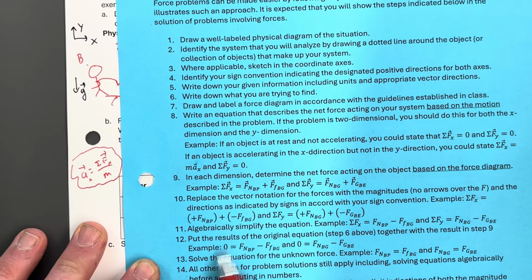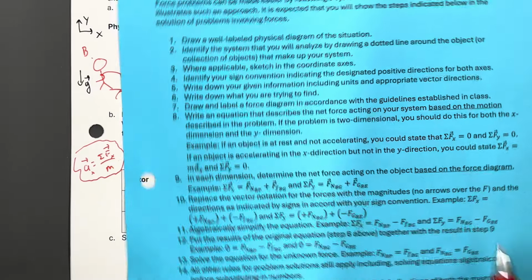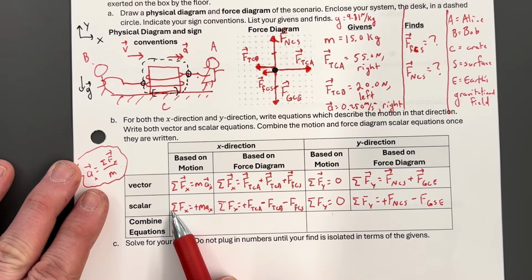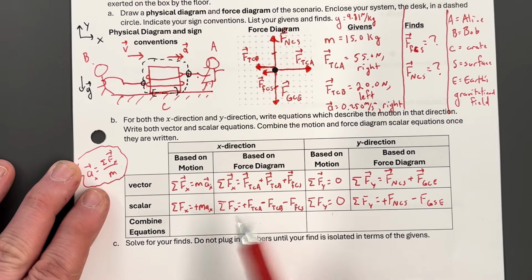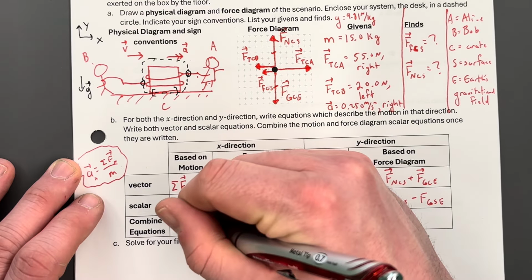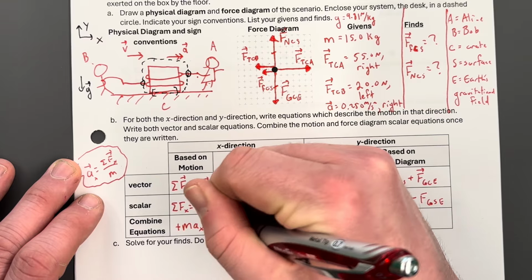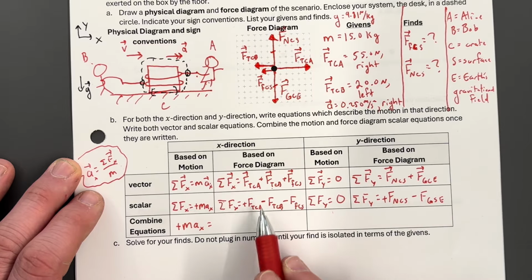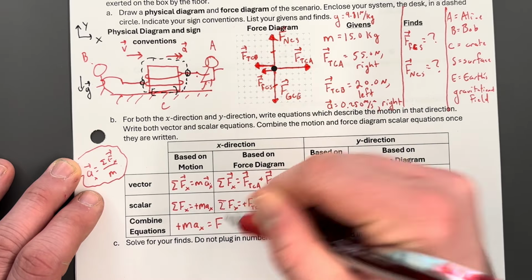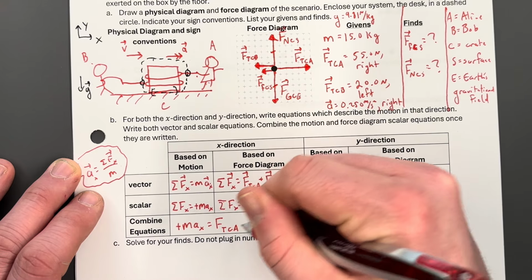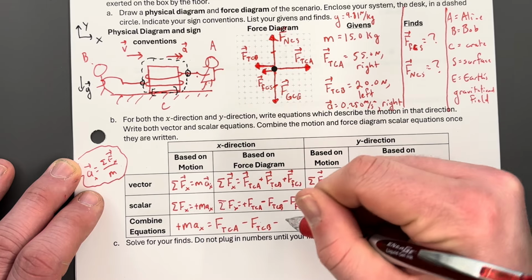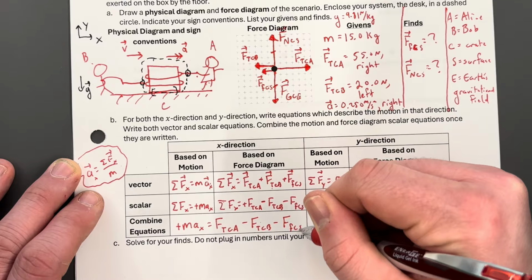results from step 9. So 6 and 9: motion was step 6, 9 was force diagram, put them together. So if MA is equal to net force from the motion, and these guys are equal to net force based on the diagram, put them together. I have positive MAx, mass times acceleration in the x direction. That's equal to those three things. I have a tension force on the crate by Alice, minus a tension force on the crate by Bob, minus a friction force on the crate by the surface.